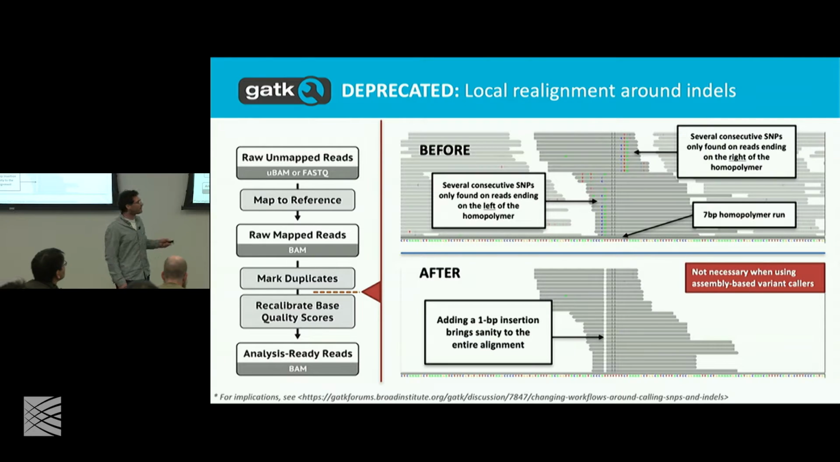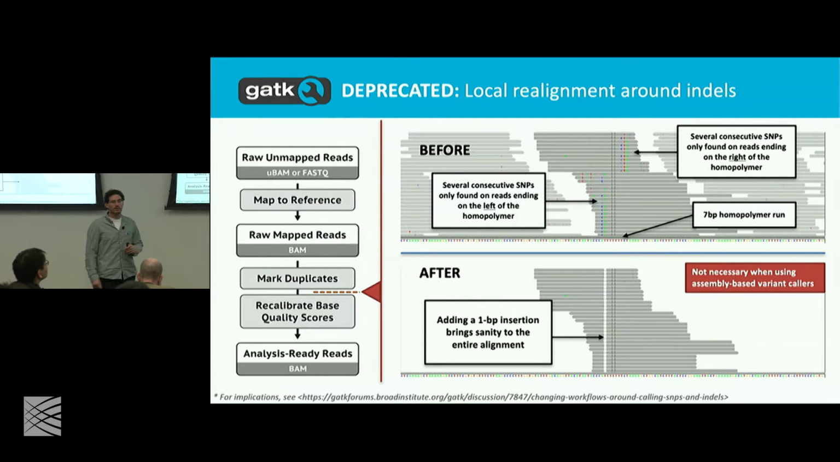SNPs here, right? But if you realign these, when you have all this information together, then you realize actually all of this noise can be explained by one insertion. Sorry, one deletion in this position. And this deletion, because of the structure of the reference, only shows up as SNPs down towards the edges of the reads.